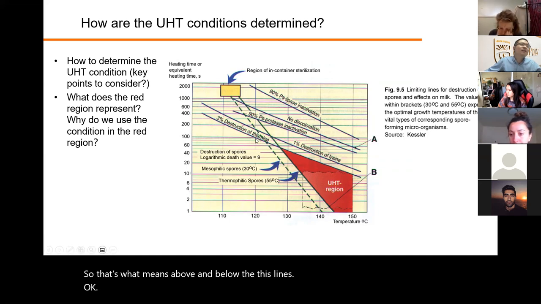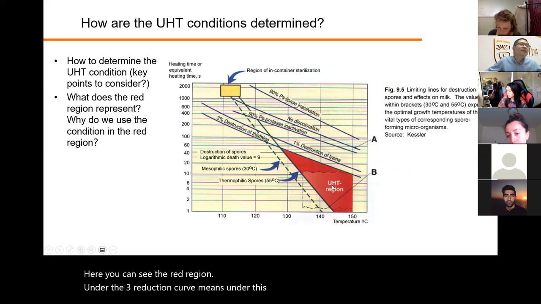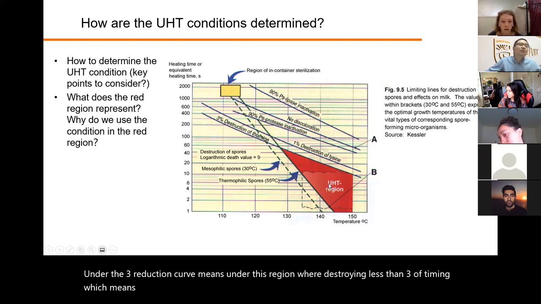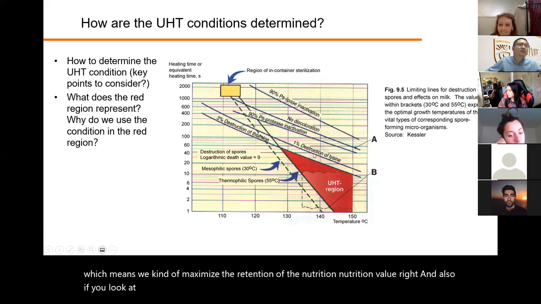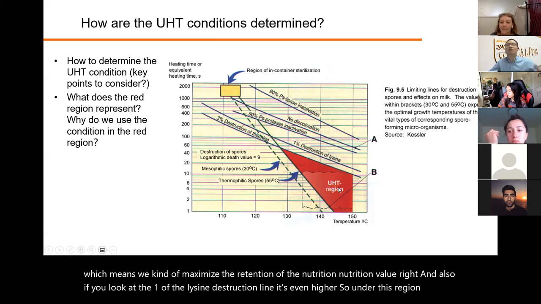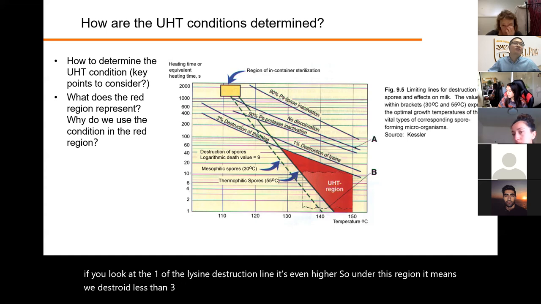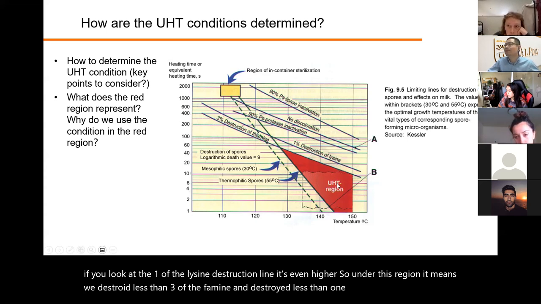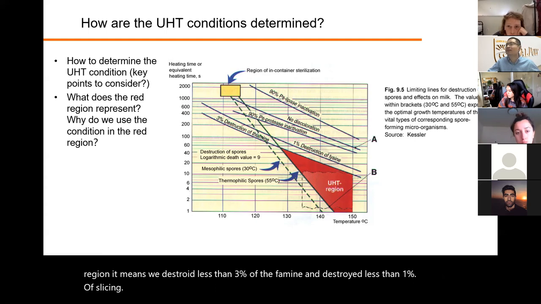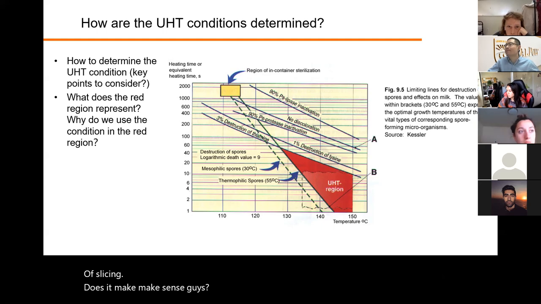Here, as you can see, the red region under the 3% reduction curve means that in this region we're destroying less than 3% of thiamine, which means we maximize the retention of the nutritional value. Also, if you look at the 1% lysine destruction line, it's even higher. So under this region, we destroy less than 3% of thiamine and less than 1% of lysine. Does it make sense, guys? Okay, great. So this is for the nutrition maximization part.